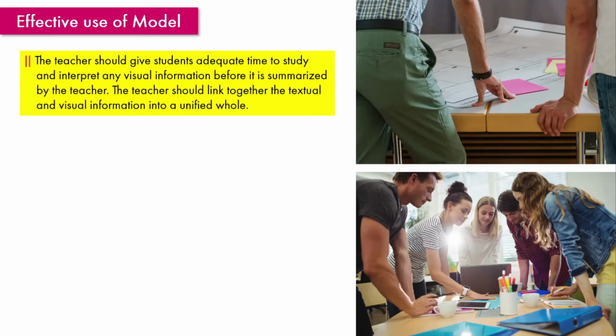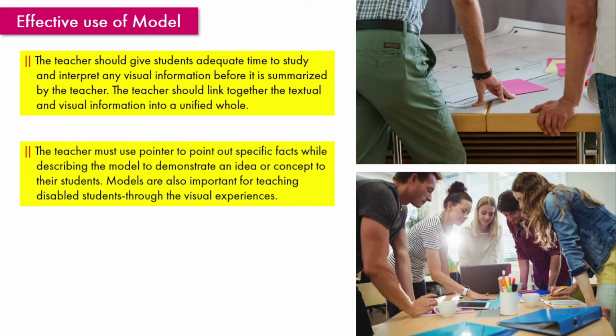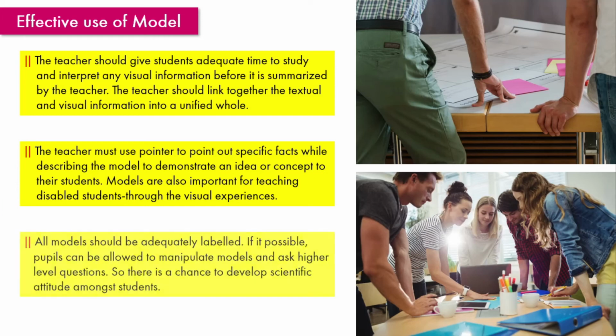The teacher should give students adequate time to study and interpret any visual information before it is summarized by the teacher. The teacher should link together the textual and visual information into a unified whole. The teacher must use a pointer to point out specific facts while describing the model to demonstrate an idea or concept to their students. Models are also important for teaching disabled students through visual experiences.